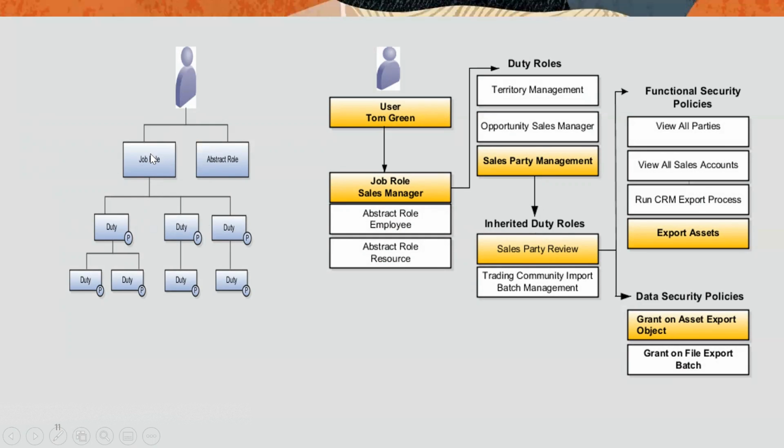Yeah, under job role we can put different duty roles, right? So one duty role can contain multiple duty roles, like that it can go up to infinity. And also we can assign some duty roles to abstract roles if we want, but generally this is the structure. But we can assign this abstract role to a job role also. We can assign like that also.